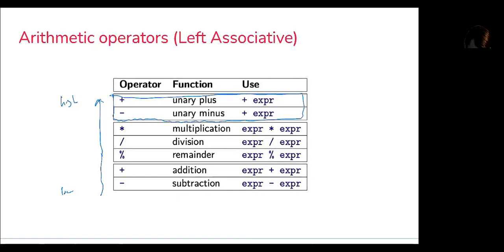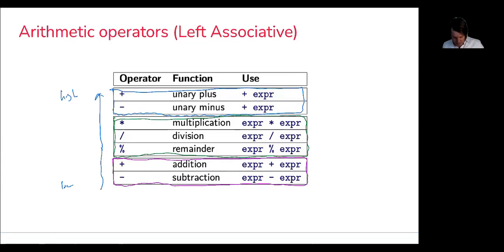We'll then look at our next grouping, multiplication, division, and modulo. These are below those unary operators, but those within this green box are of all the same precedence level. So associativity would determine which one is evaluated first. And then at the low end, we have addition and subtraction. In this case, those would be evaluated last, and again, addition and subtraction, because they're both in the purple box here, they're going to have the same precedence level.